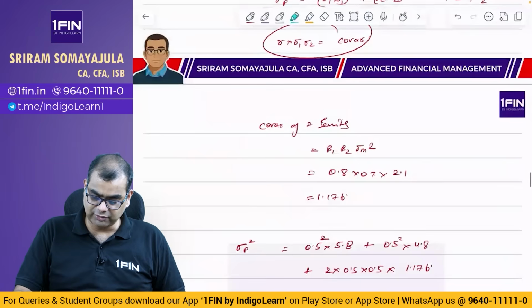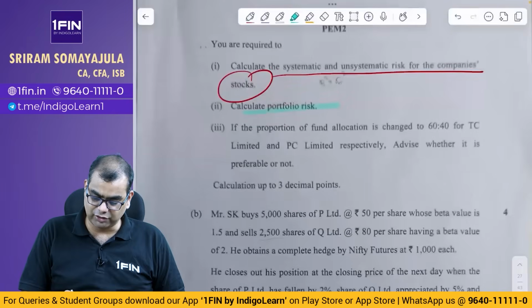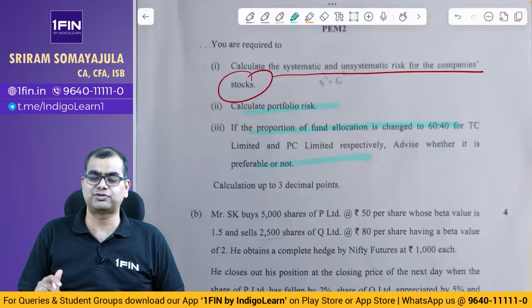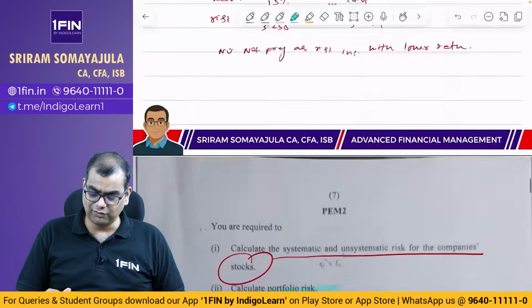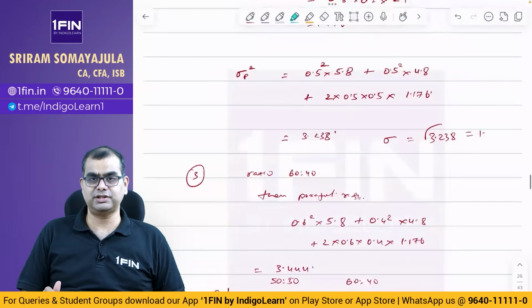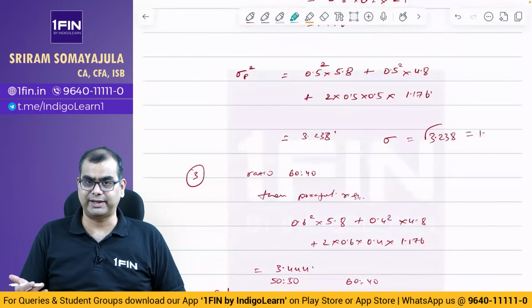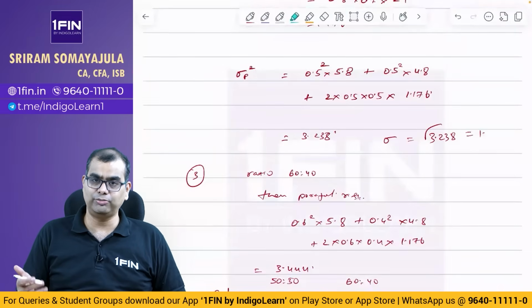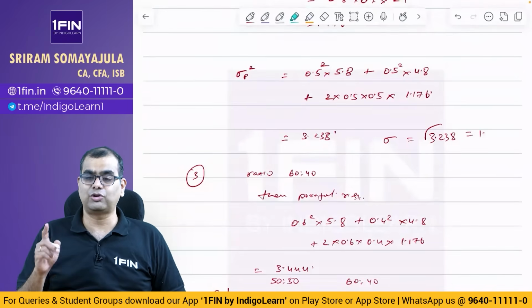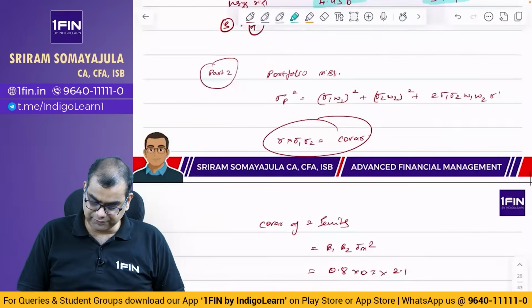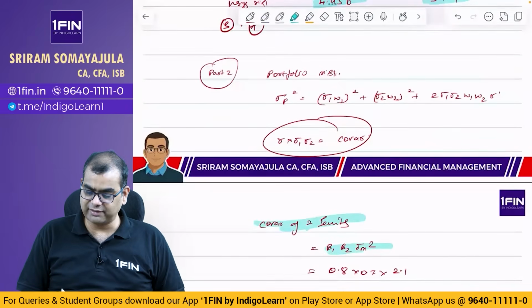Now, what is the second part of the question? Second part of the question is calculate portfolio risk when proportion is changed to 60-40. Which one is preferable? Use 3 decimal points. So, what is portfolio risk? Portfolio risk is your variance covariance matrix. But how will you find out covariance for these two stocks? There is a formula for covariance of two securities: beta 1, beta 2, market variance. So you do 0.8, 0.7 into 2.1, you get 1.176.